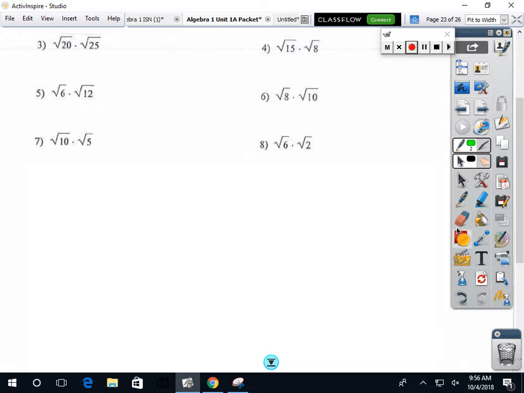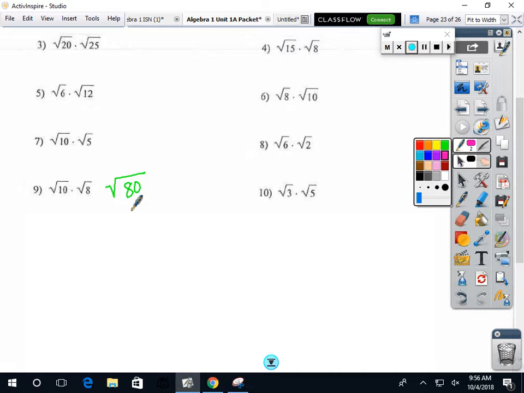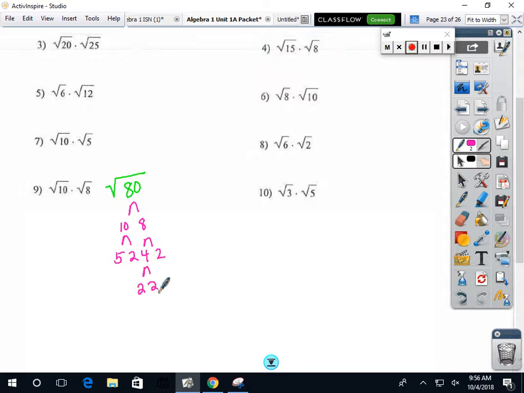Okay, number 9. What is the square root of 10 times the square root of 8? Square root of 80. Okay, which can be simplified. What numbers multiply to make 80? 10 times 8. And then 10 will break down into 5 and 2. 8 will break down into 4 and 2. And then 4 will break down once more into 2 and 2.